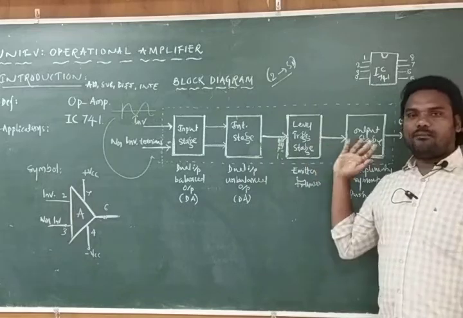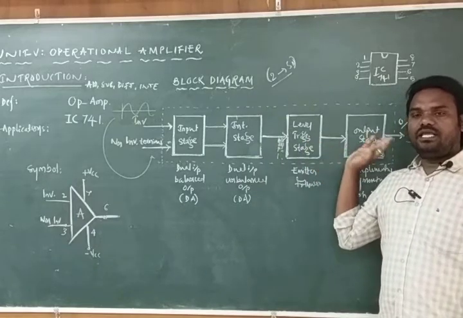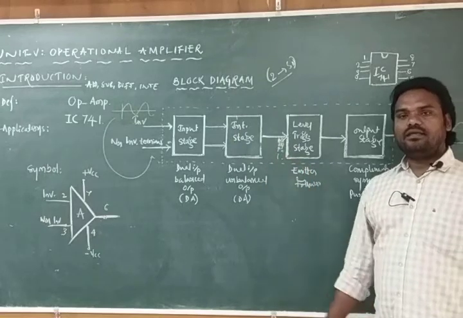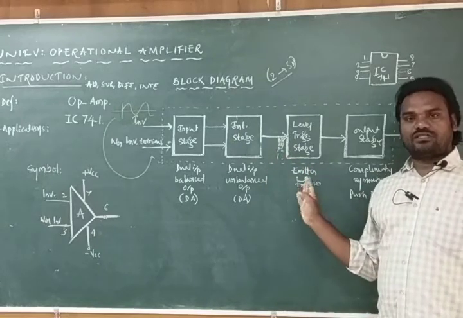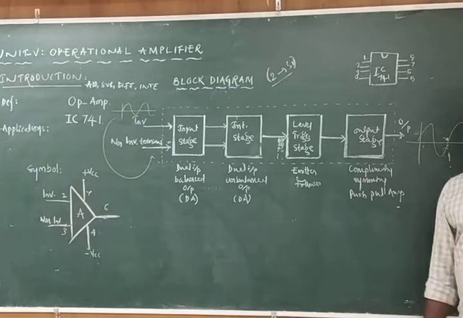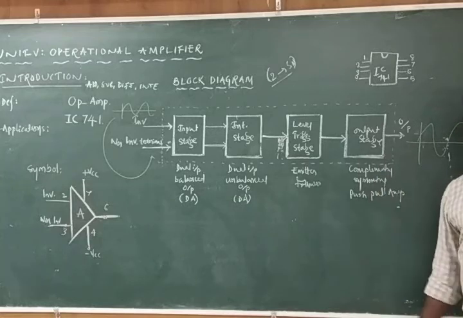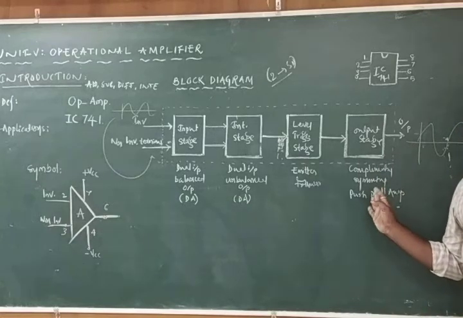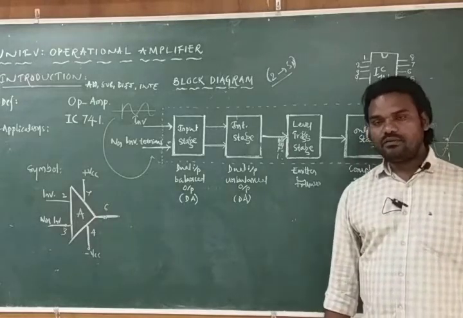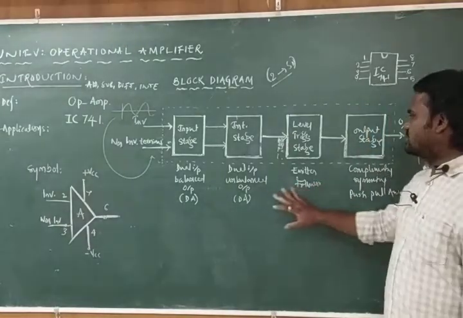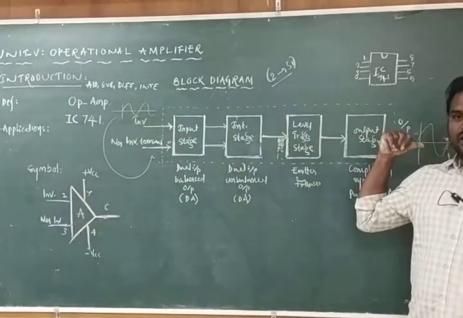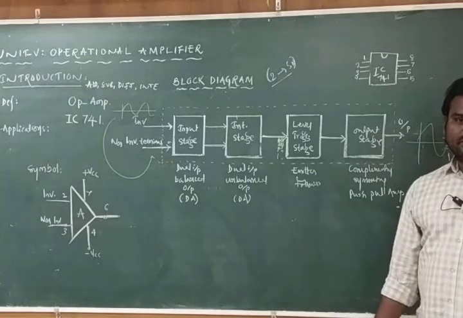To have compatibility between the output circuit and the input circuit, we use the level shifting circuit. It is an emitter follower circuit. And the last stage is used to drive the output signal. That is designed with a push-pull amplifier. So from this it is clear that it has 2 inputs and 1 output.